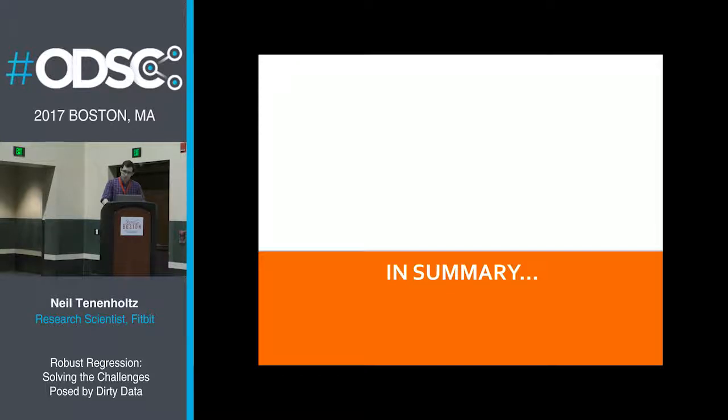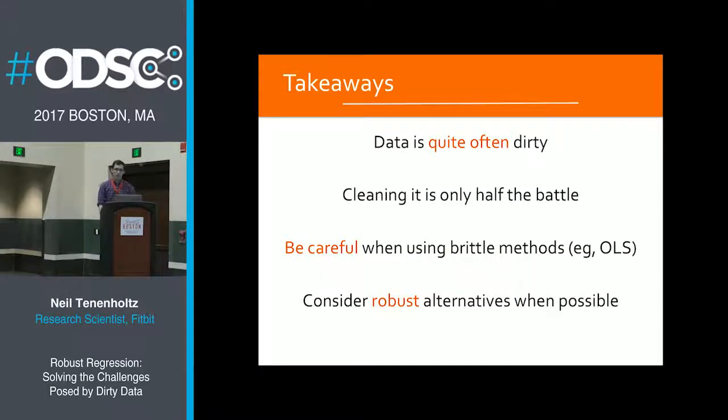In summary, what are you going to take away from this talk? What should you try to remember? Your data is often quite dirty, especially when it's collected in a real-world environment. Only in the most controlled settings, those laboratory experiments, do you actually get really, really clean data. Anytime you're pulling data from a database, you should pretty much assume there's some amount of garbage in there that's going to break your stuff. So you need to be careful. Cleaning your data is half the battle.